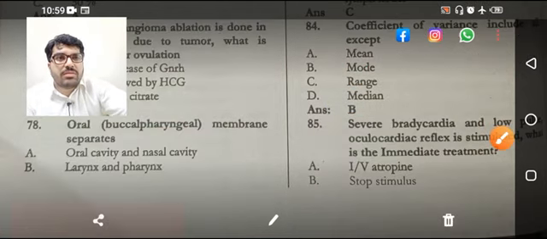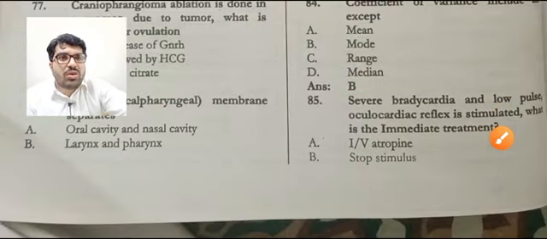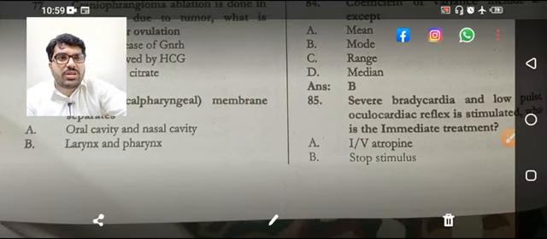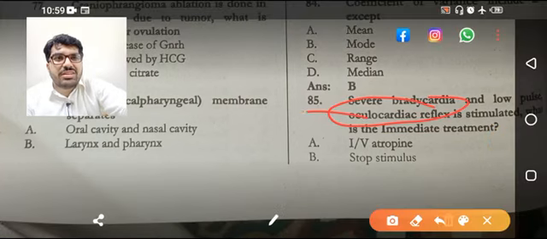Poor recall, severe bradycardia and low pulse: the oculocardiac reflex is stimulated. So this is what causes vasovagal syncope.